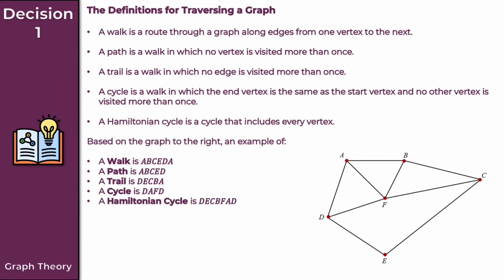And then finally, a Hamiltonian cycle here would be, so let's just go through this in full here. D, E, C, B, F, A, D. That there would be an example of a Hamiltonian cycle, right? It's a cycle that includes every vertex.